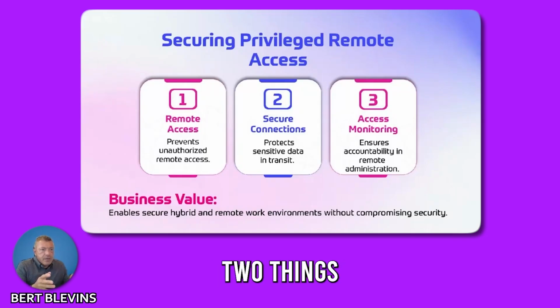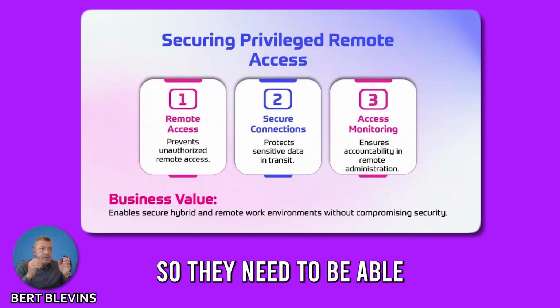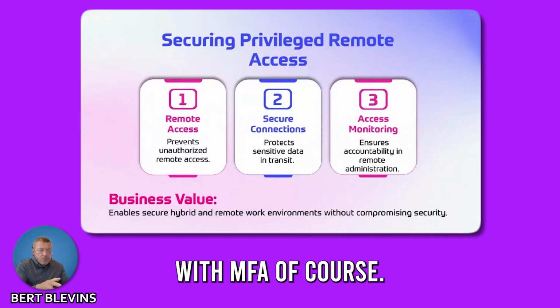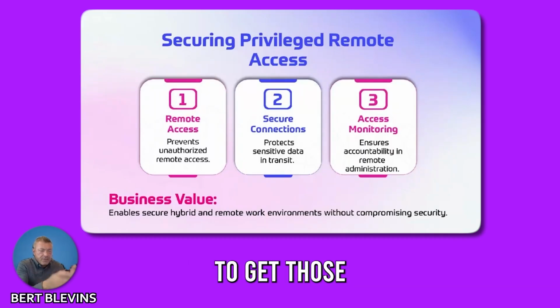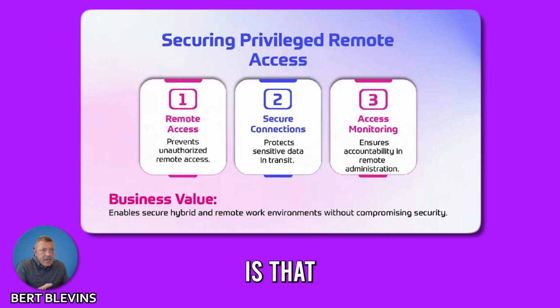So essentially, two things are happening. One, they need an account. They need a privileged account to gain access to something. So they need to be able to get into the system, okay, with MFA, of course, and then they're in the system. Then they're going to get those privileged accounts. The idea here is that we're trying to make this as frictionless as possible with the most security.